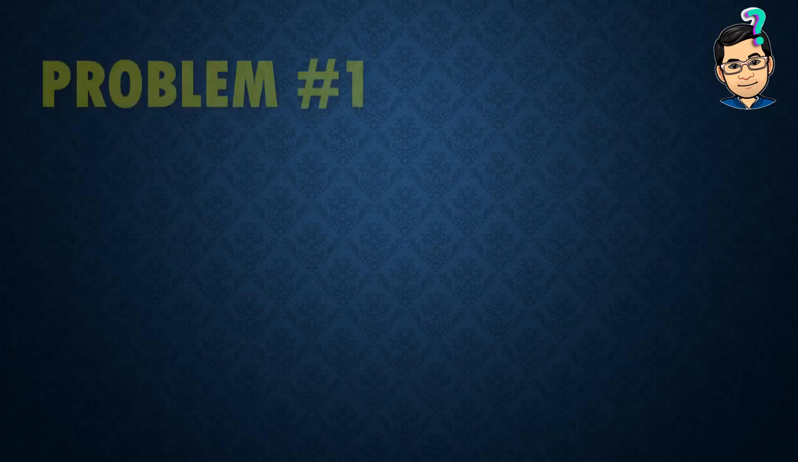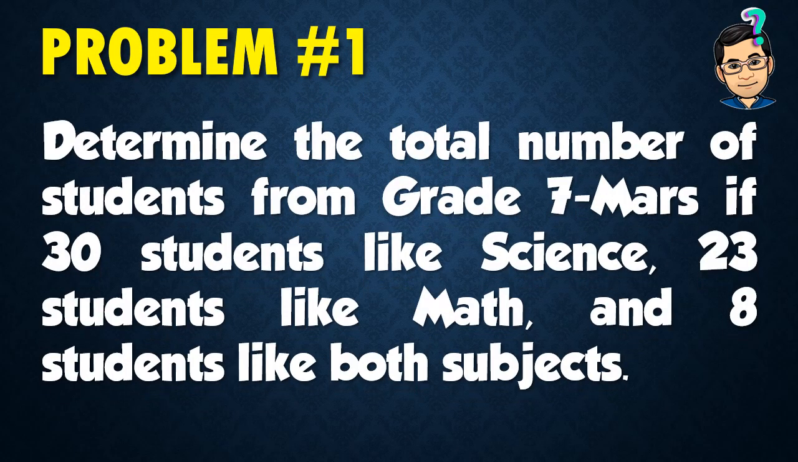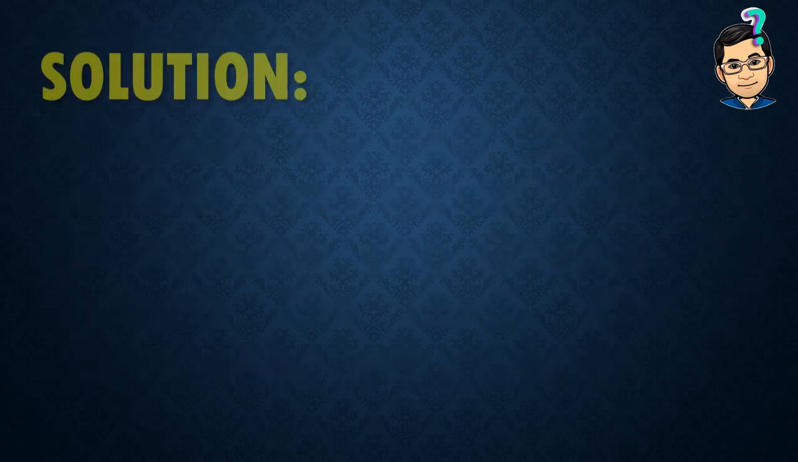So let's have problem number 1. Determine the total number of students from grade 7 Mars if 30 students like science, 23 students like math, and 8 students like both subjects. So let's have the solution.